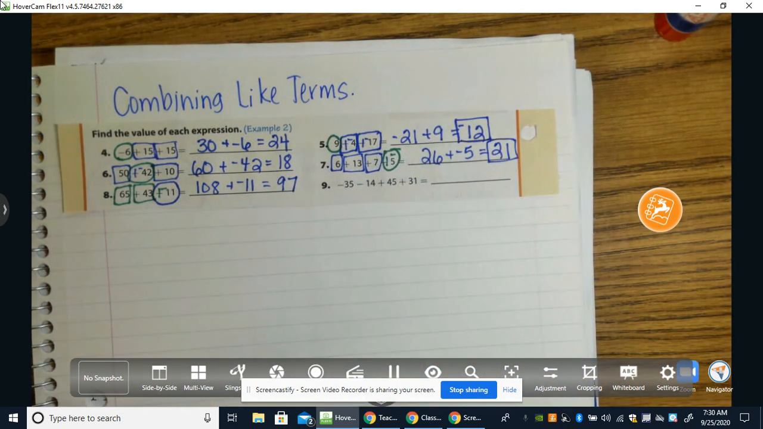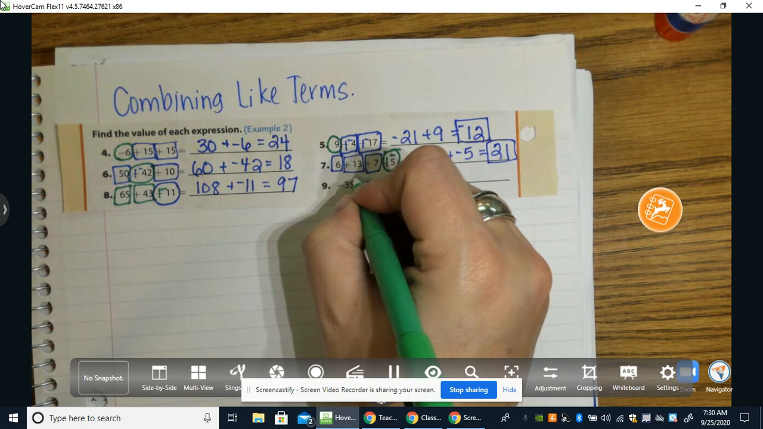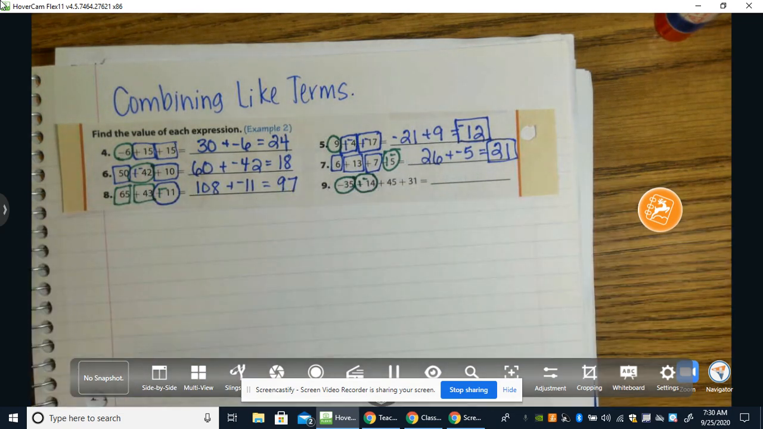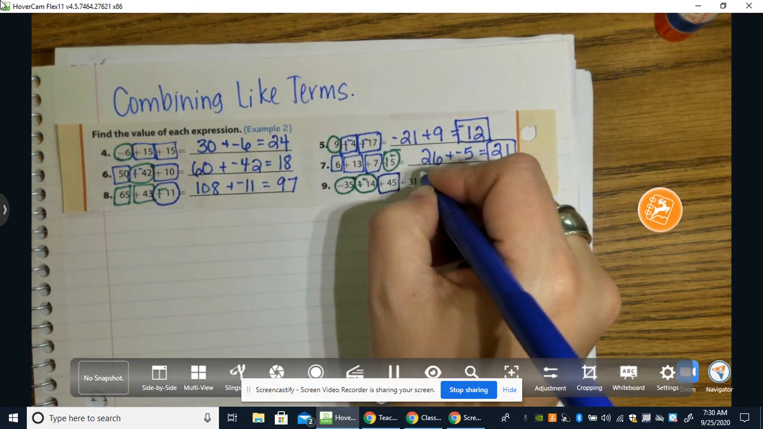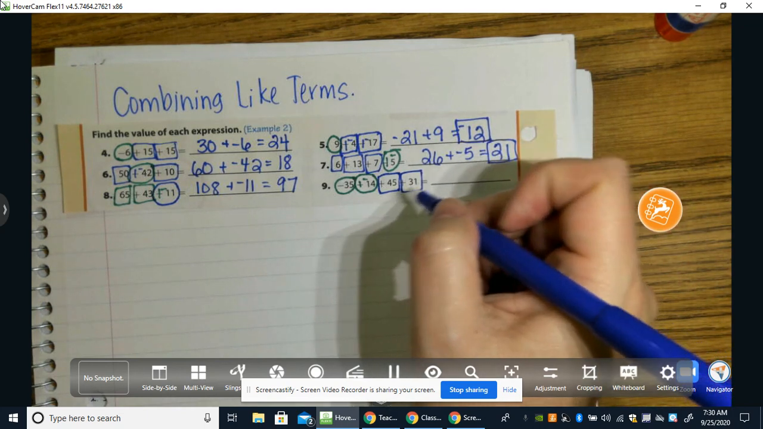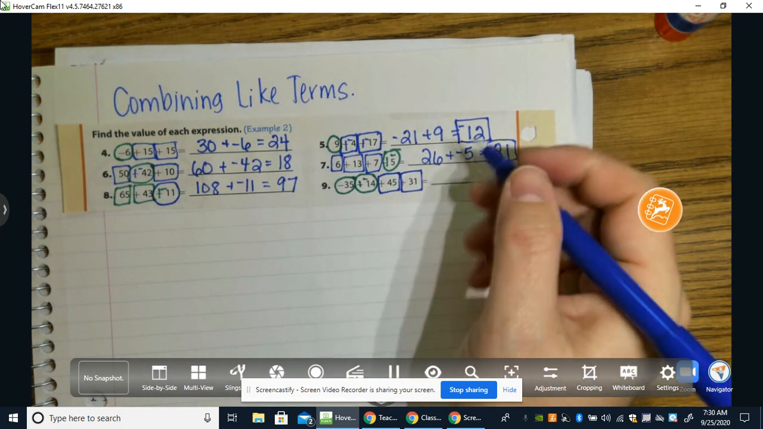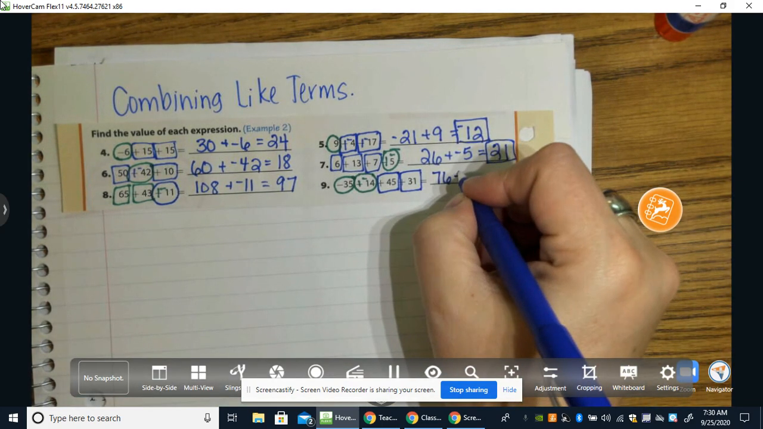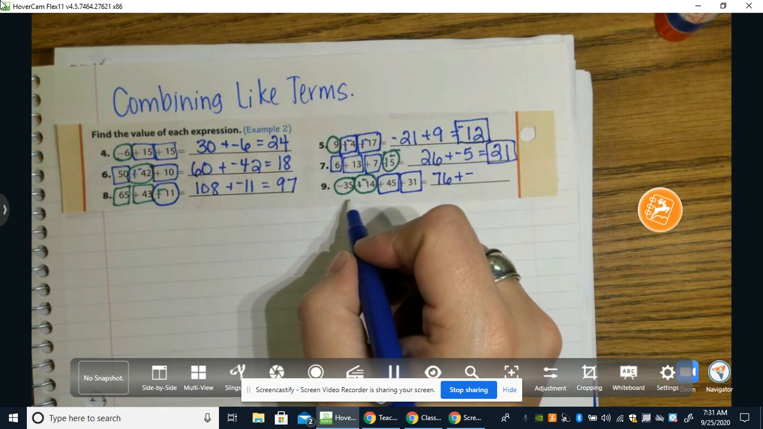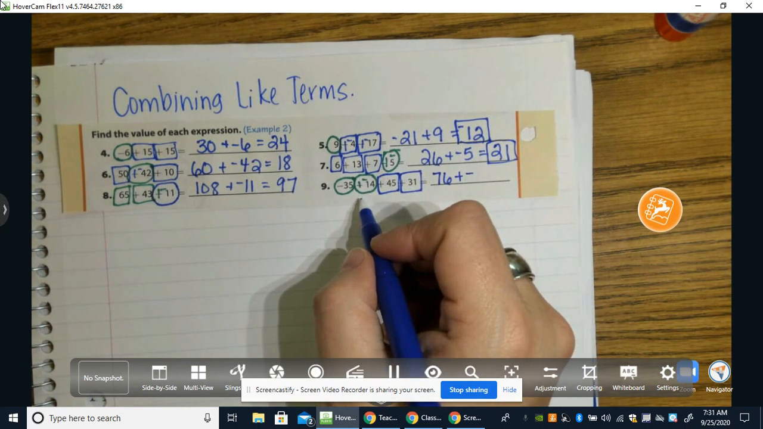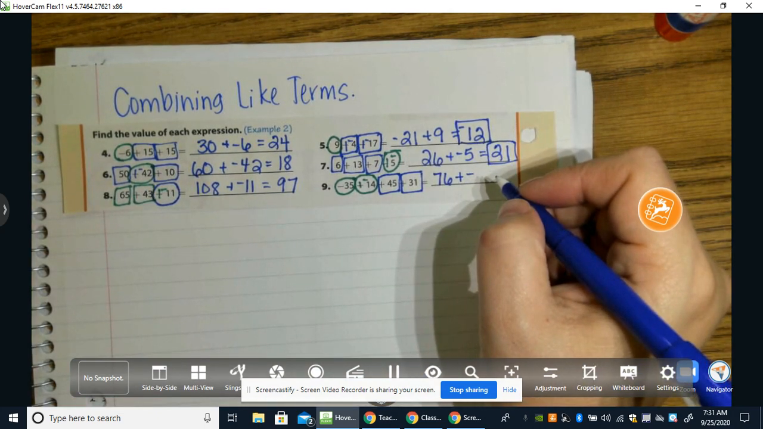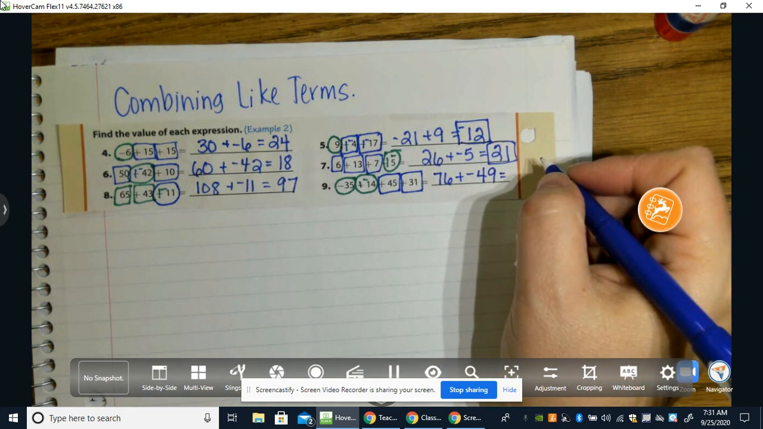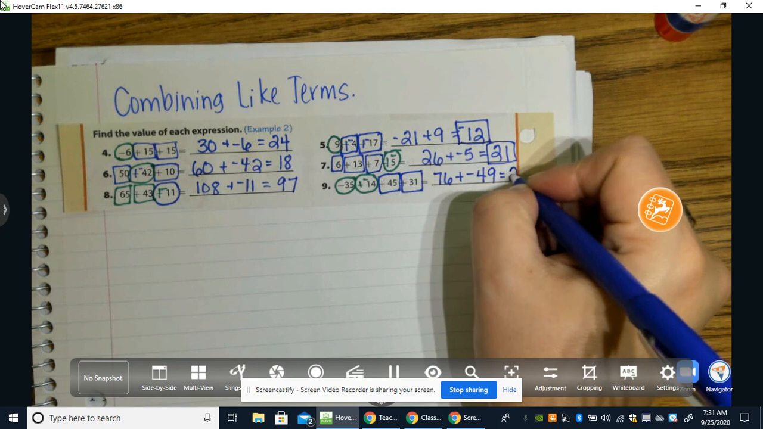All right, number 9. So we have a -35. And then that's going to be a plus a -14. And then we have a positive 45 and a positive 31. So 45 plus 31 is 76. Plus a negative 35. -35 plus a -14 gives me a -49. Gives me 27.